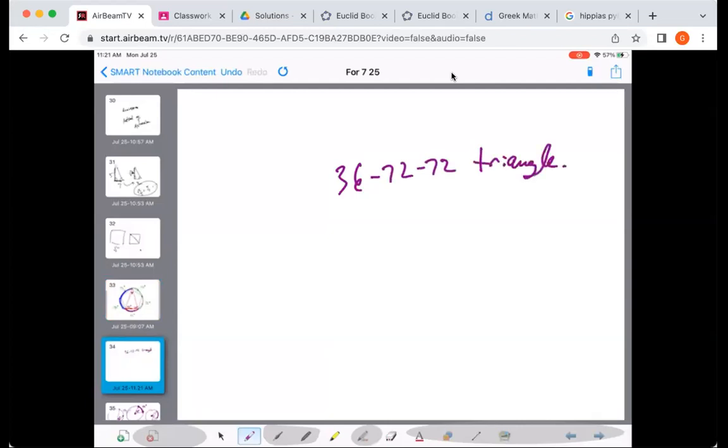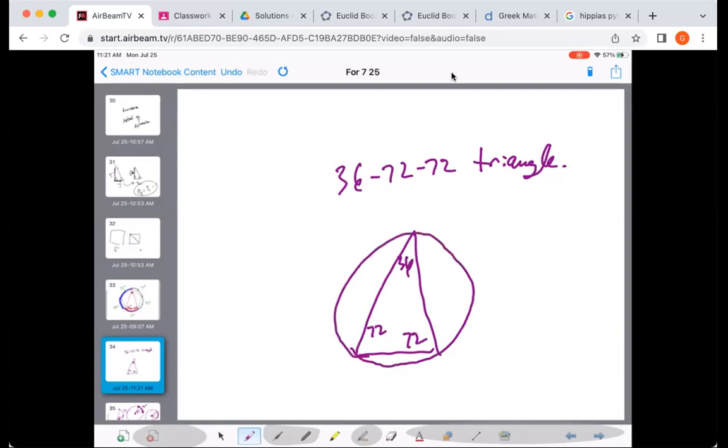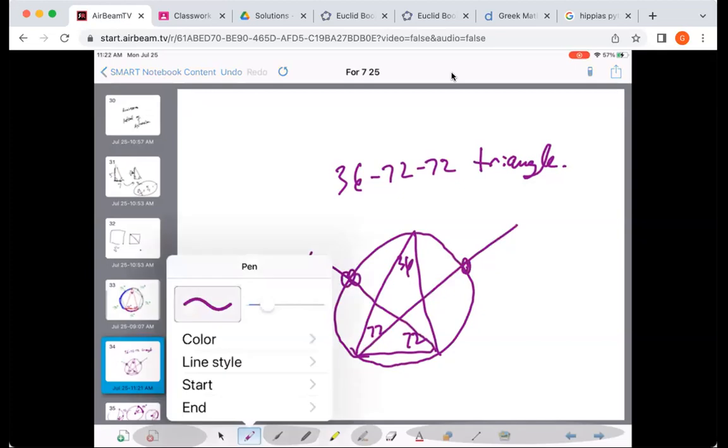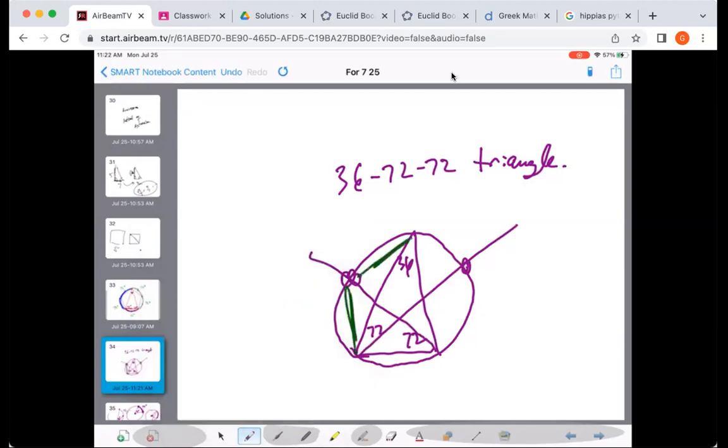And the reason it's important is if you somehow have the ability to create one, and then you put a circle around it somehow, then you can create a pentagon. Then you could bisect the 72-degree angles, and those would form the 5 vertices. That is so cool.